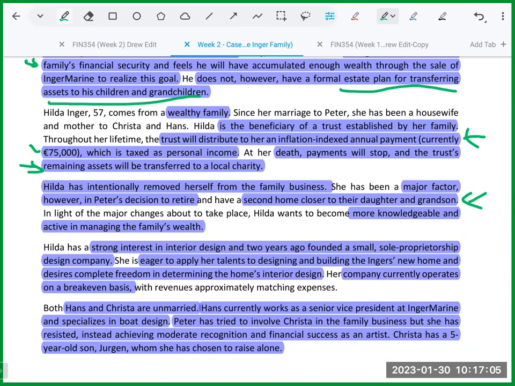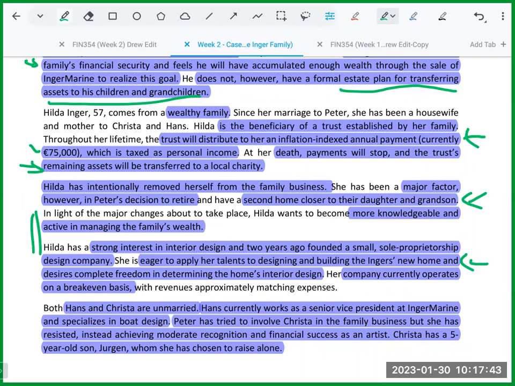In light of the major change, Hilda wants to be more knowledgeable about actively managing the family's wealth. So we know that Hilda does not have knowledge of financial planning, maybe quite similar to Peter, that's why they engaged you, but she's willing to learn. Okay, she has a strong interest in interior design, and for 2 years she founded a small sole proprietorship. Okay, good. And she's eager to apply her talents and build the new home. So basically, she's going to use her interior design skills to design the new home.